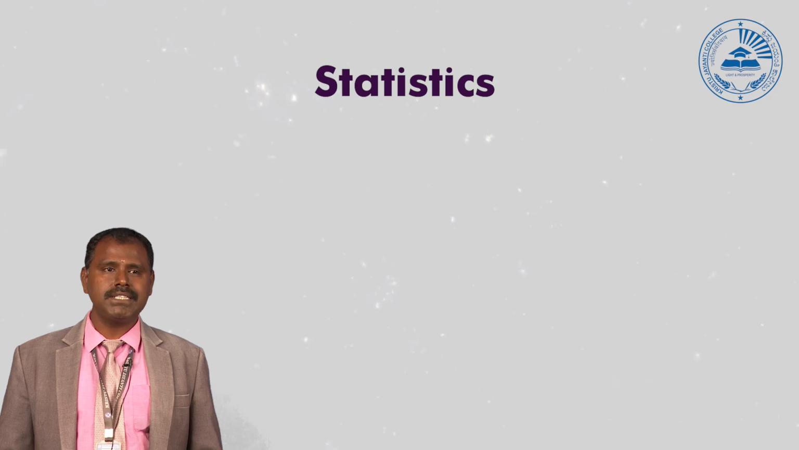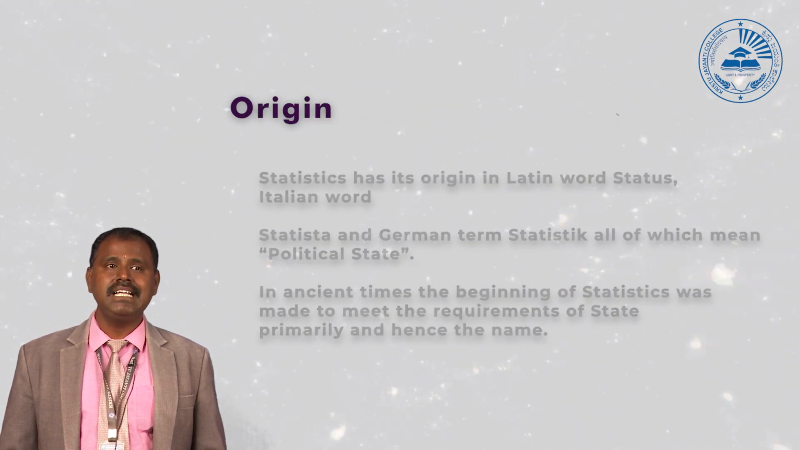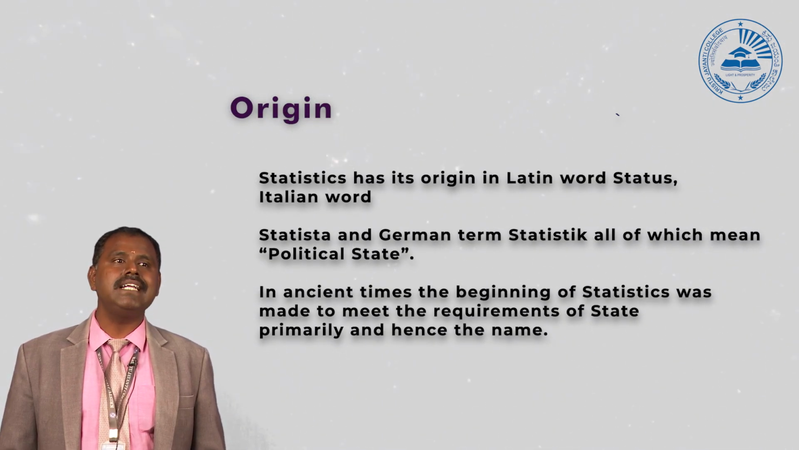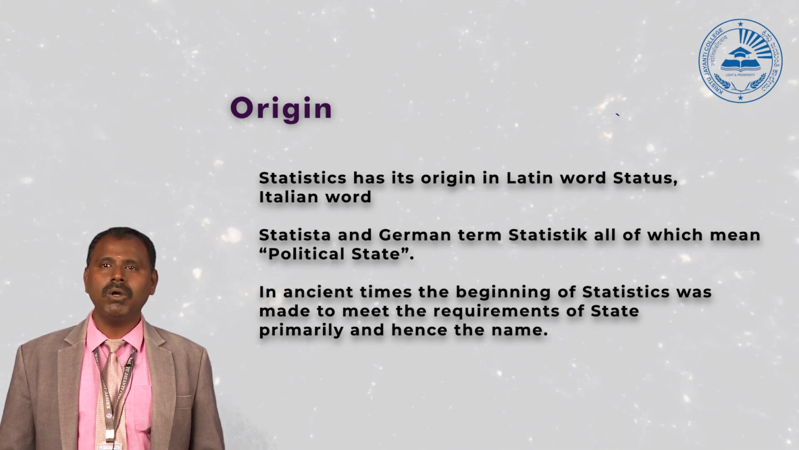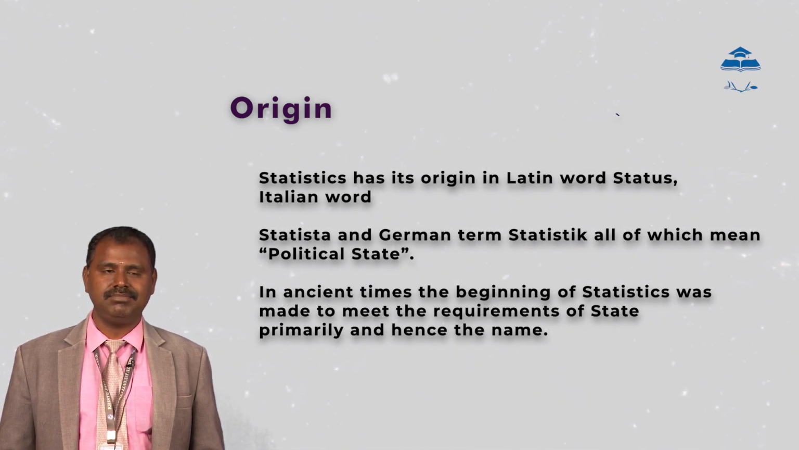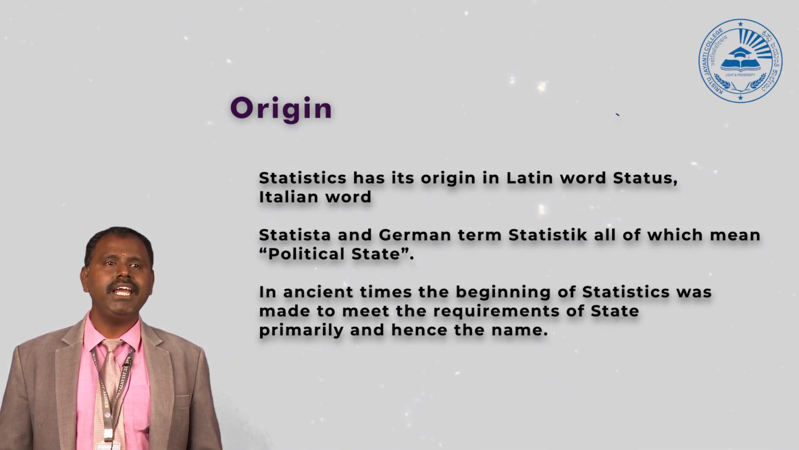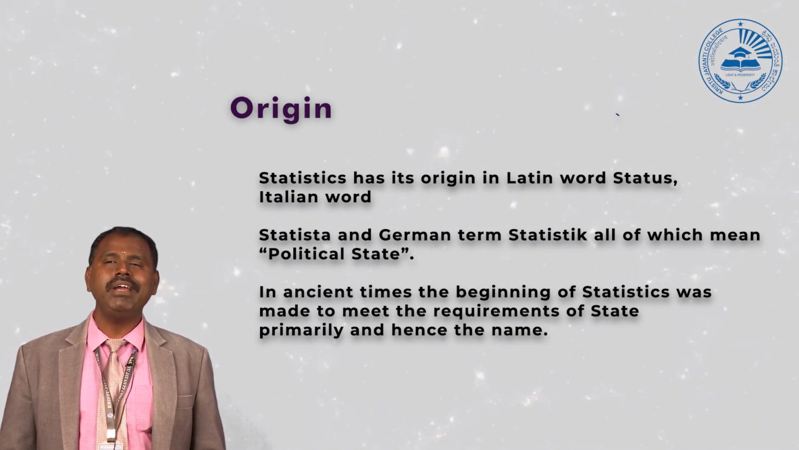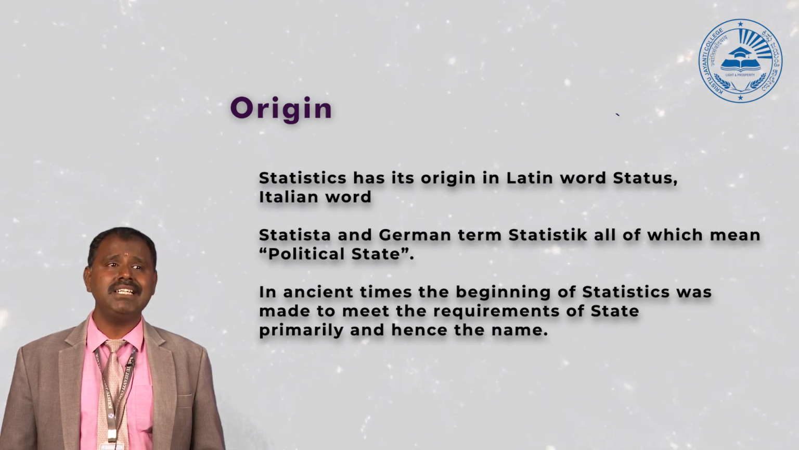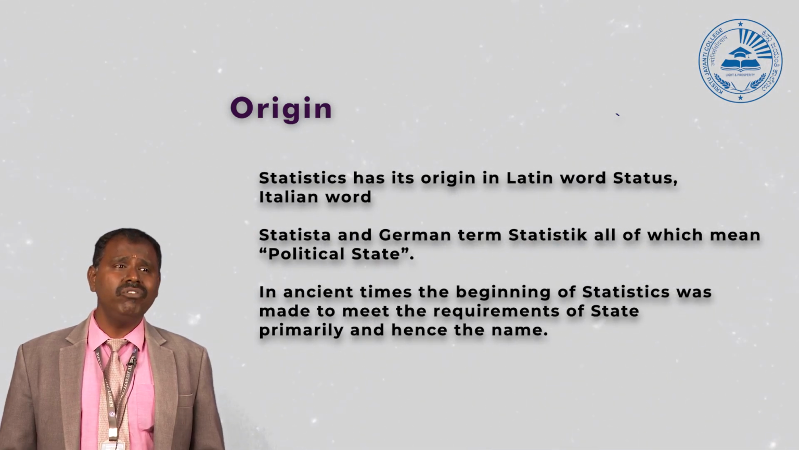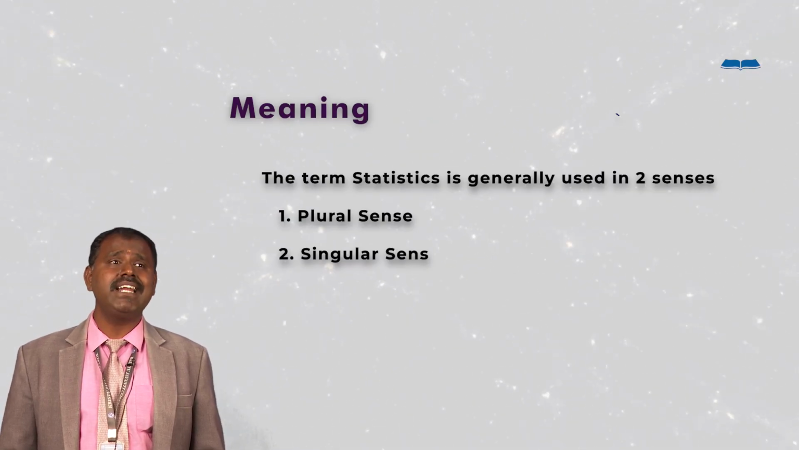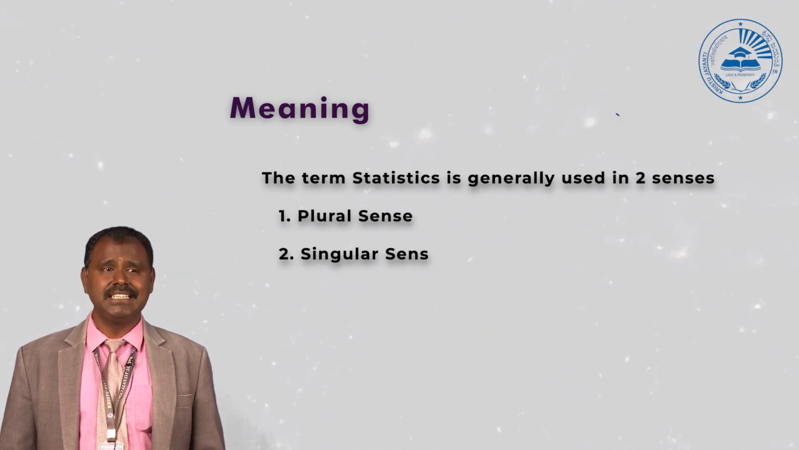Statistics has its origin in the Latin word status, the Italian word statista and the German term statistik, all of which mean political state. In ancient times, the beginning of statistics was made to meet the requirements of the state primarily, and hence the name given was statistics. There are two ways we can define statistics. One is the plural sense, another one is the singular sense.